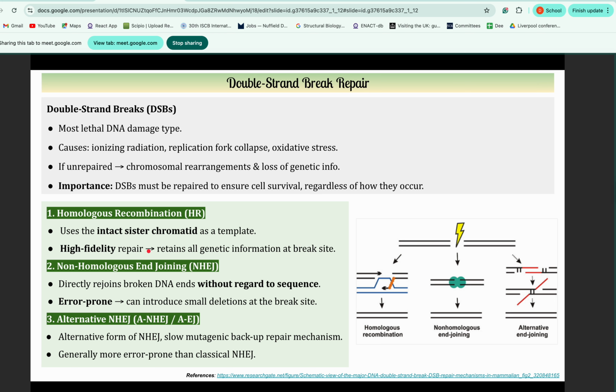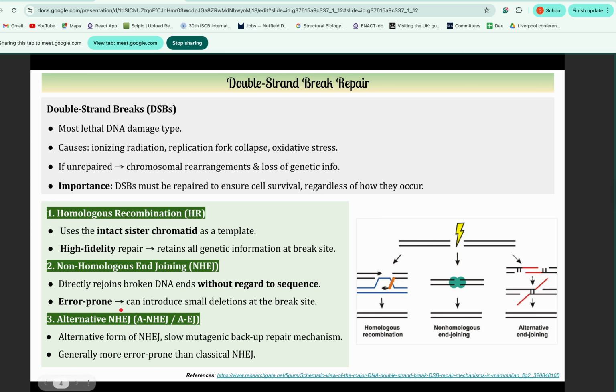It has high fidelity because we do not lose any information, and the polymerases which are used are quite quick. There are lesser chances of mismatches or other errors, and it retains all the genetic information at the break site. If we talk about NHEJ, it directly rejoins the part which is broken. So if we have lost some base pairs during the damage, we will not be able to get them back, so there is loss of information at the break points.